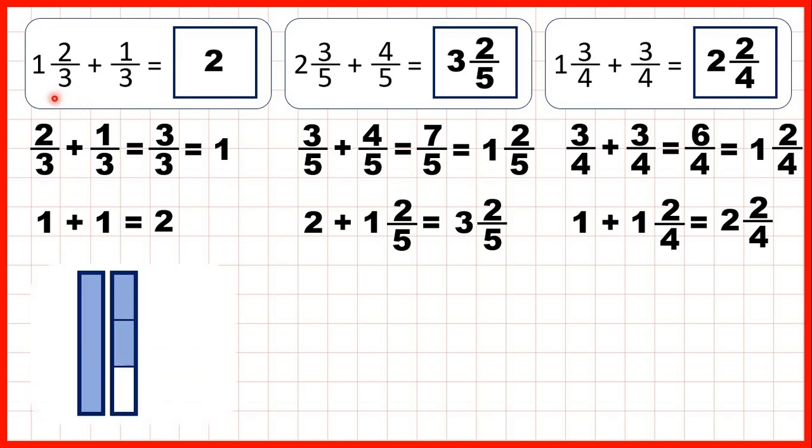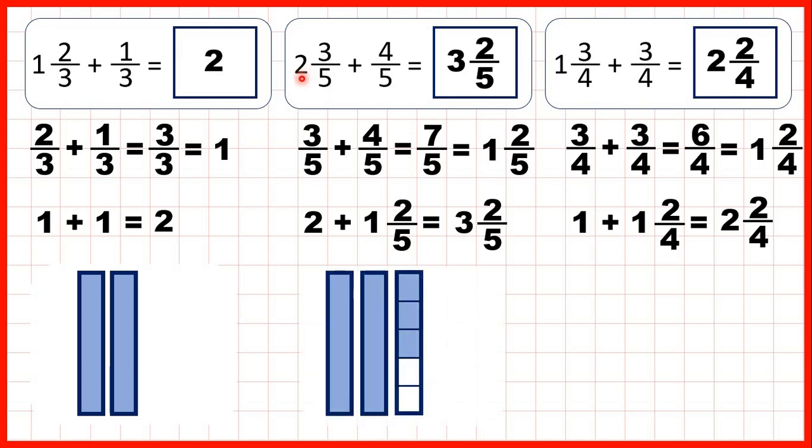So for this first question, we started with 1 and 2/3, and we were adding 1/3. But when we added our fractions, we got 3/3, and 3/3 is the same as 1 whole. So putting that together with the 1 whole that we started with in our question gave us 2 wholes as our answer. Then we had 2 and 3/5, and we were adding 4/5.